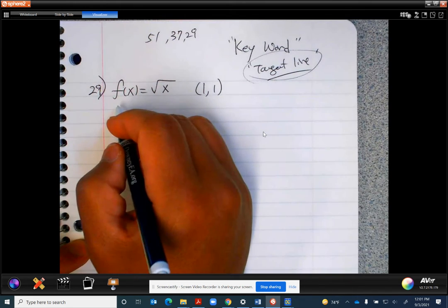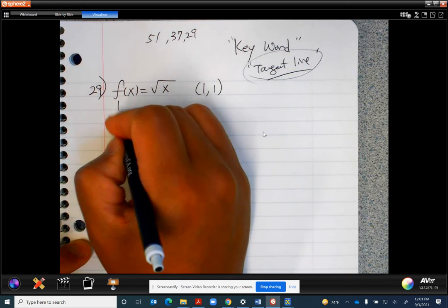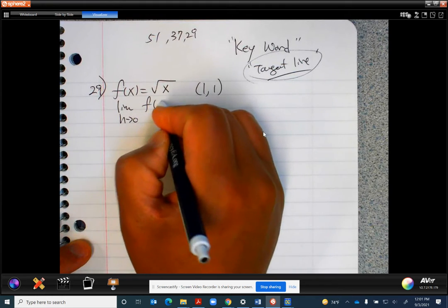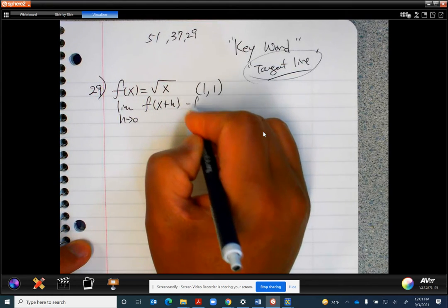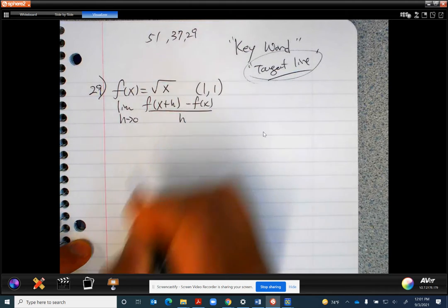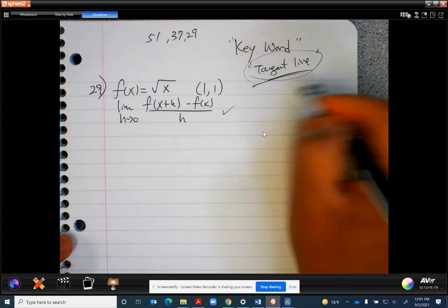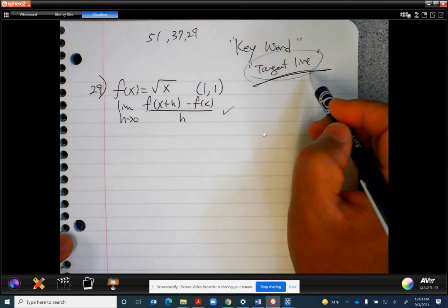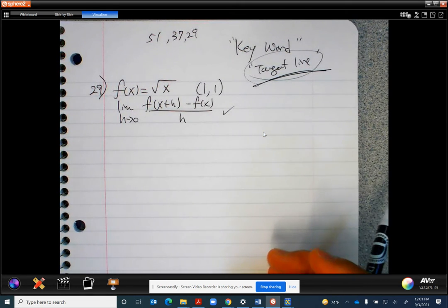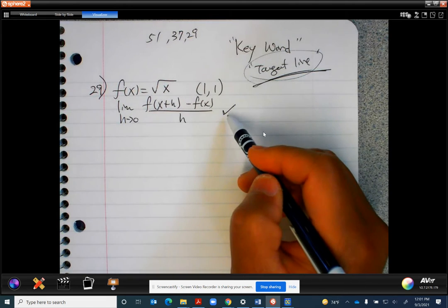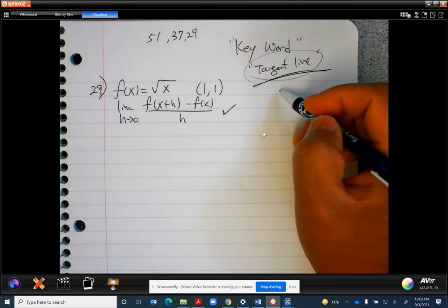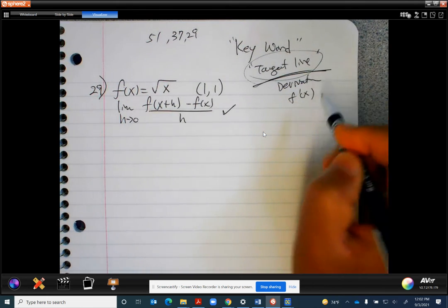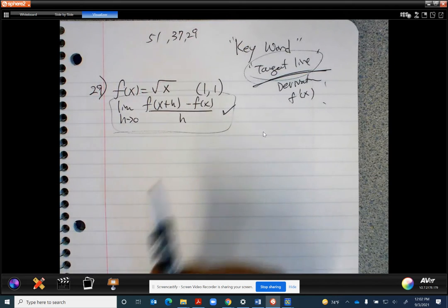You tell me without looking. What is the formula? Limit h goes to 0, f of x plus h minus f of x all over h. This is what we're thinking of whenever I see the word tangent line. What else? What other key words should we look for to use this formula? Derivative, f prime. All of these things will mean this formula.